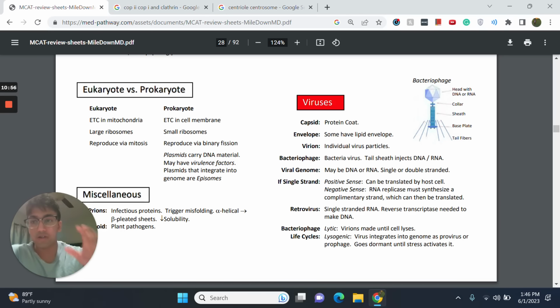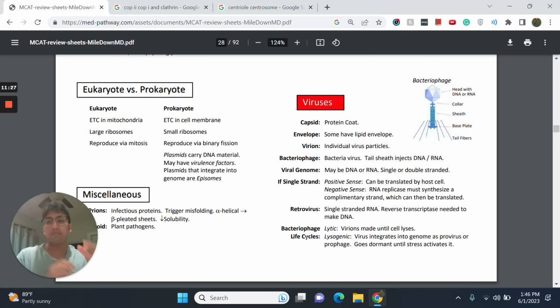Positive sense is when you can take that RNA and directly translate it in the host cell. But if you have negative sense, then you have to use an RNA replicase and convert it to the complementary strand, and then you can translate it. So it's one extra step with negative sense. Retroviruses are single-stranded RNA, and a reverse transcriptase is first needed to make it into DNA, and then you can make it again into RNA and then proteins.